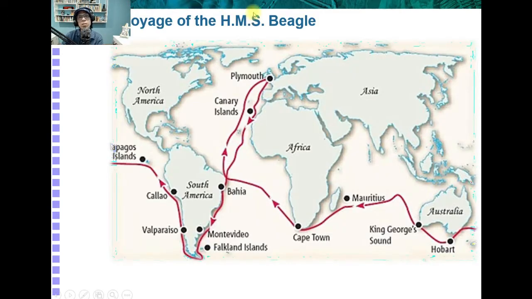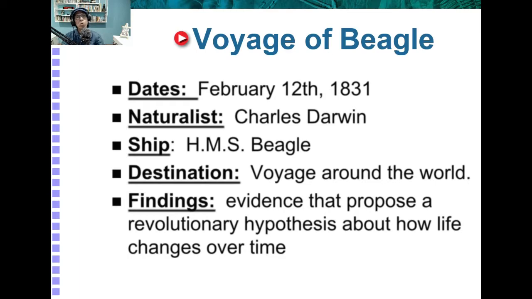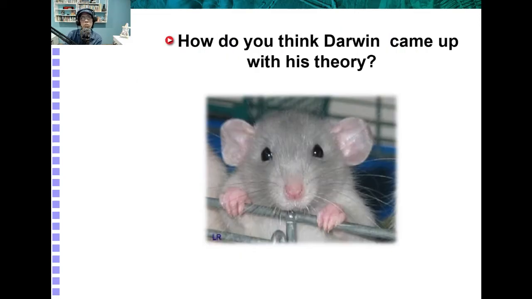This is the name of his ship, HMS Beagle. This is a map that shows the voyage of HMS Beagle from Australia to Plymouth and then to Galapagos Islands. So if you notice, it's long. Took Darwin several years to finish the entire expedition. Darwin was able to collect a body of evidence that would support the theory about how life began. So, how do you think Darwin came up with this theory? So, paano niya naisip yun?